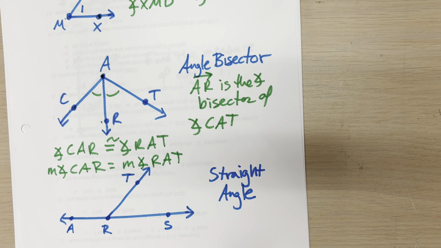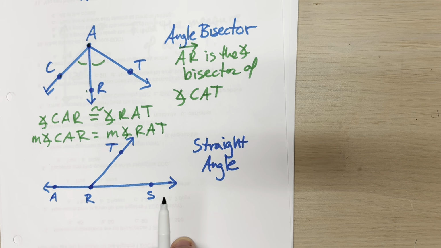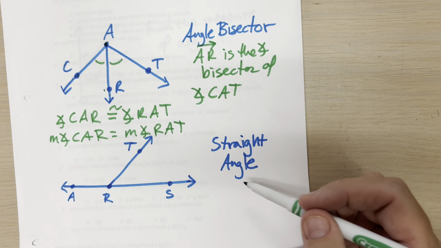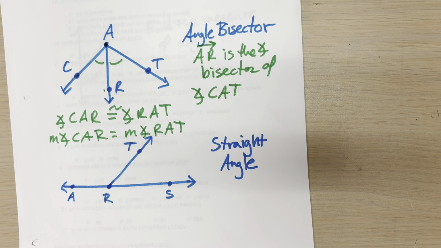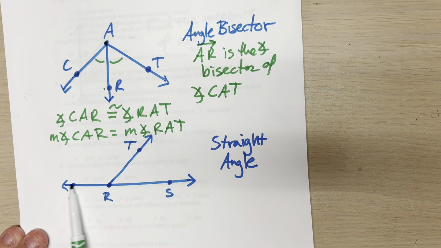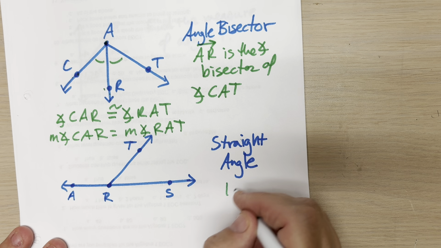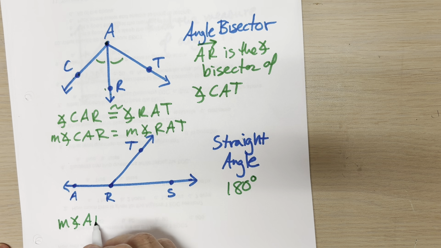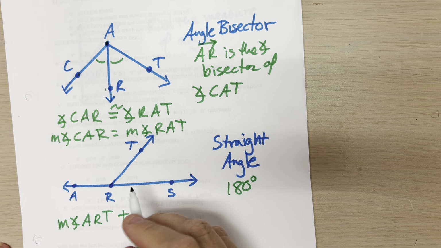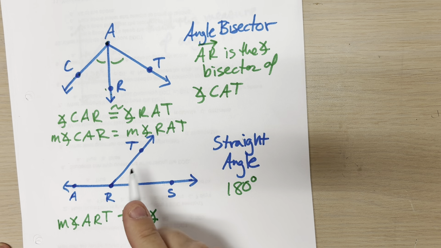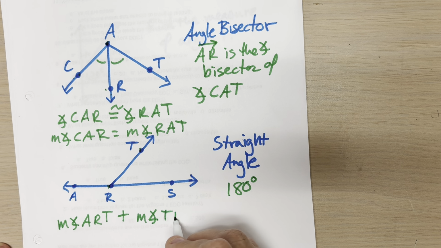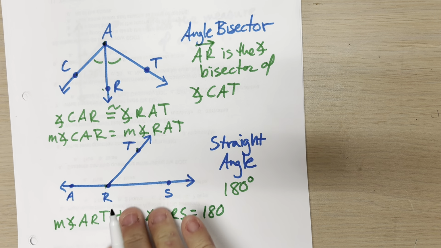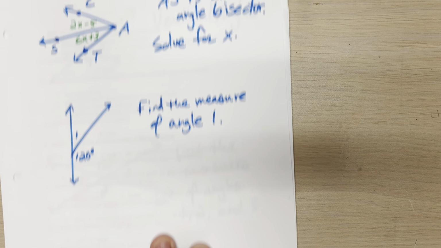All right. So next we're going to talk about straight angles. Straight angles, their measure is 180. I was going to say supplementary, and that's true if there's two, but a straight angle is always going to be across here 180 degrees. So in this one, we could say that the measure of angle ART plus the measure of angle TRS is equal to 180. Okay, let's see some other applications of this stuff.